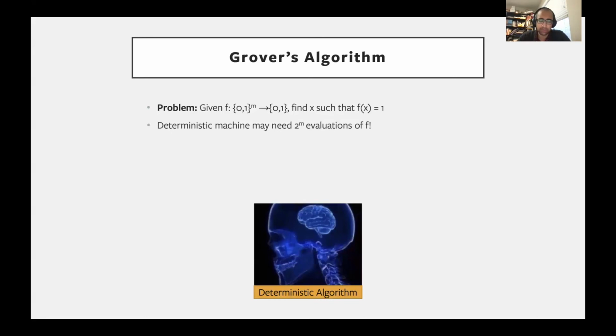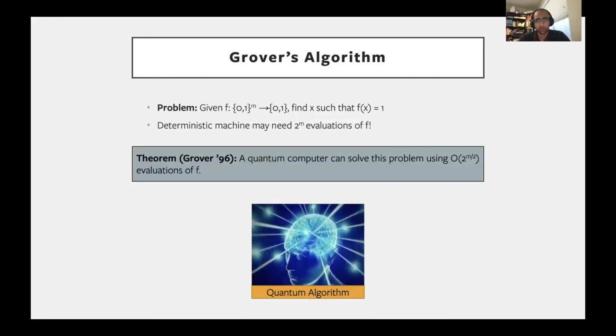A deterministic machine may need 2 to the m evaluations of f in order to solve this problem, because it just needs to try every single input and hope that it hits 1 sooner rather than later. A quantum computer can do better. A quantum computer can actually solve this problem using O of 2 to the m over 2 evaluations of f. So this is roughly a square root improvement over the deterministic machine.